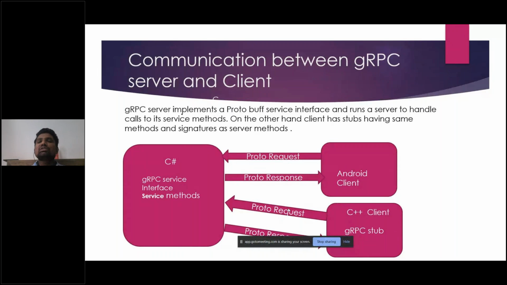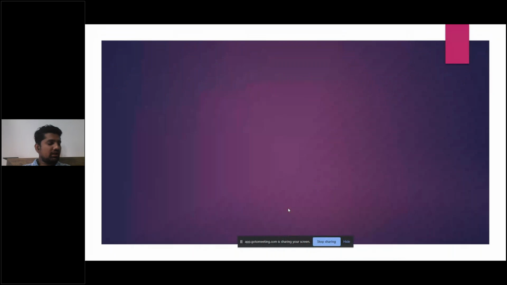So this is how the communication between gRPC servers and client happens. Whenever the client sends the proto request, the gRPC service sends us the response. That's how the typical client server communication occurs. Okay.